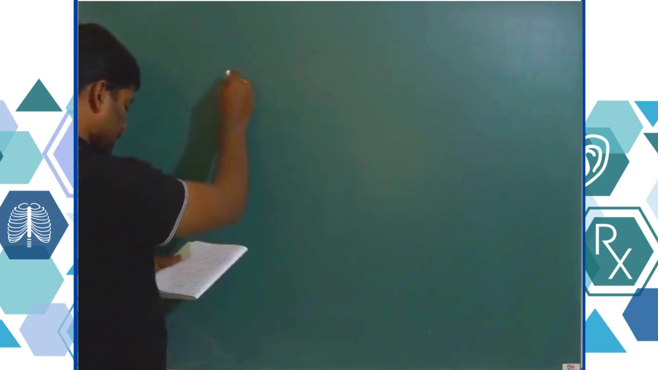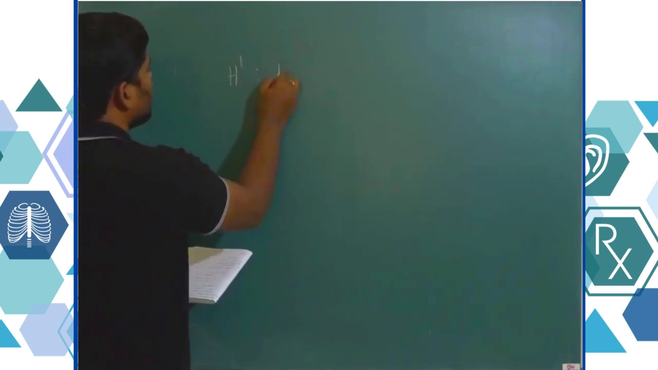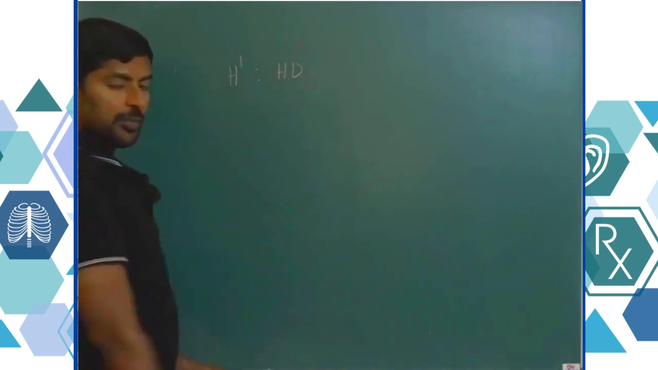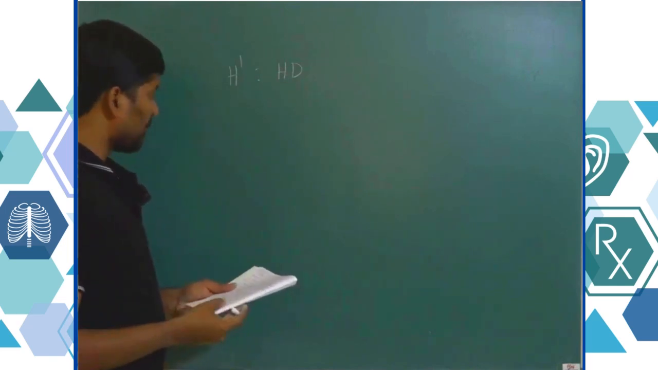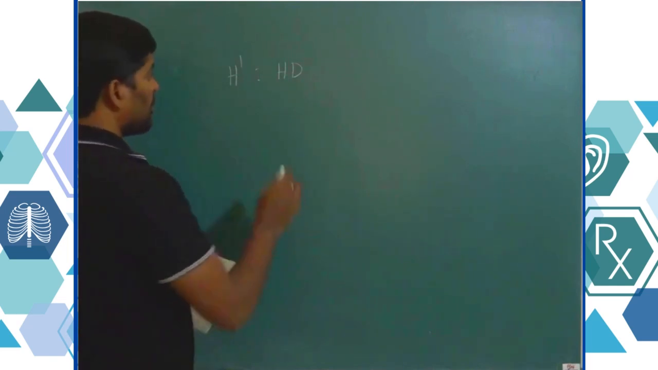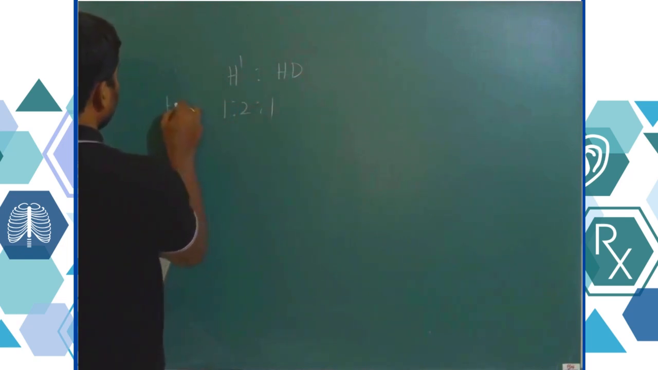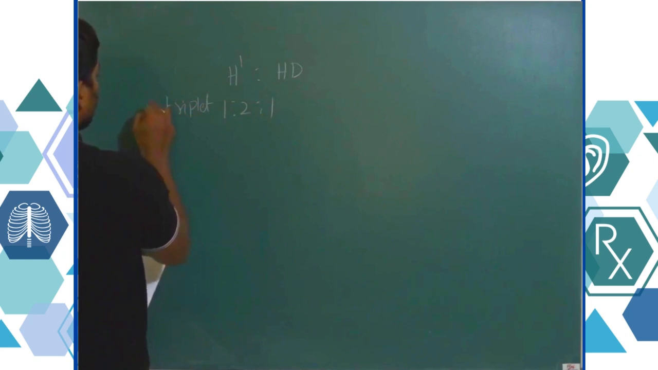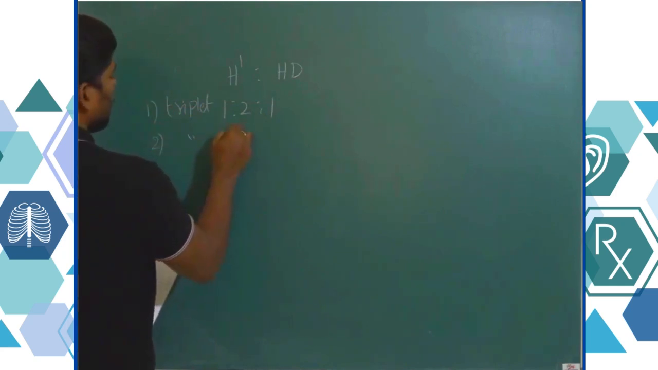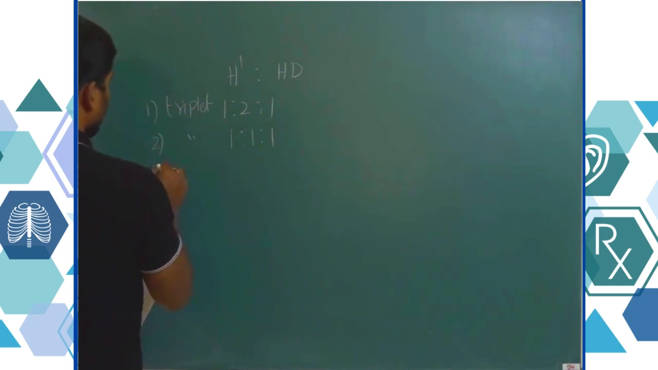Okay, this I already explained. The H1 NMR spectrum of HD will show which pattern? Options given: singlet, doublet, triplet with 1:2:1 ratio, and triplet with 1:1:1 ratio.